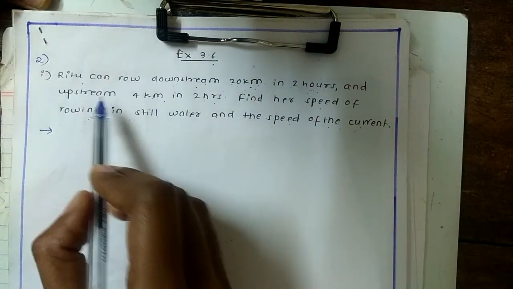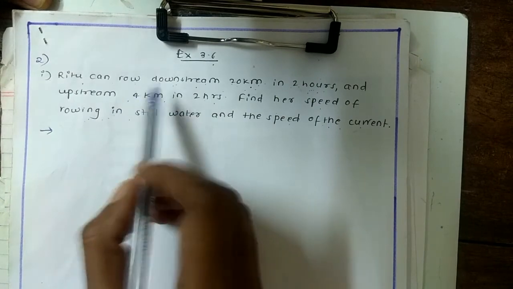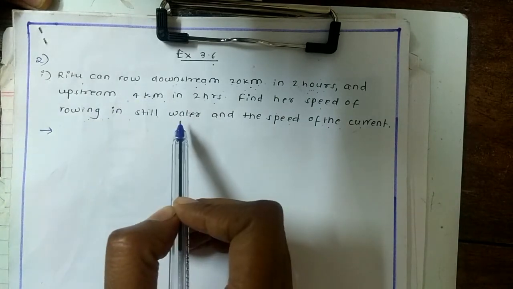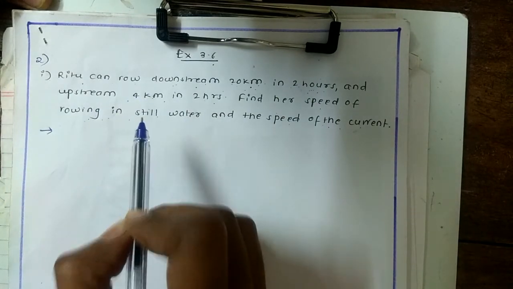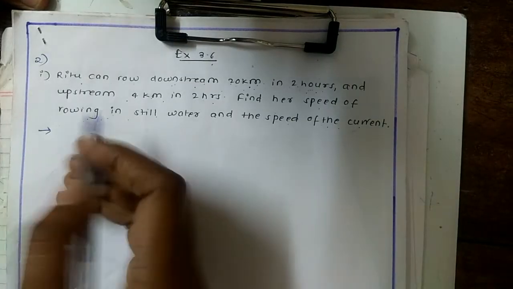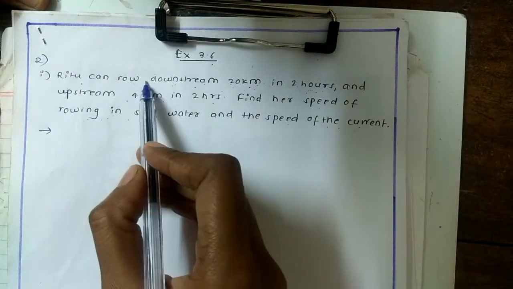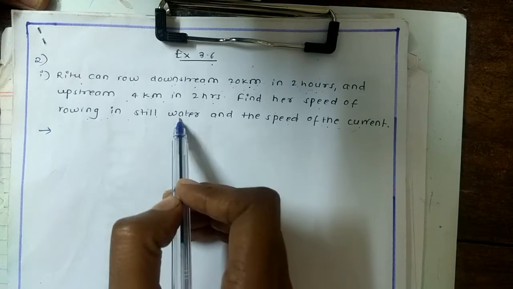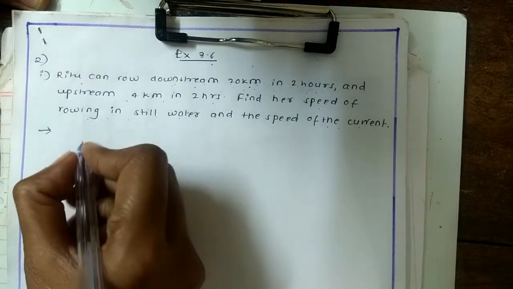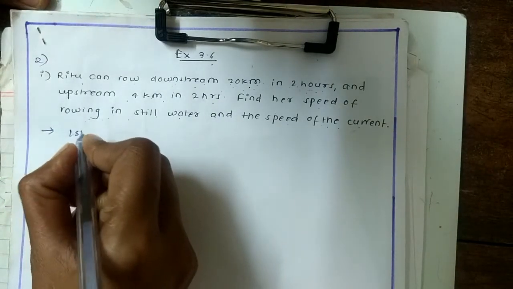But in case of upstream, what happens? Our rowing speed will be opposite to the speed of current. So in the first condition, speeds will add up, and in the second condition, speeds will subtract. So let us start with the first condition.